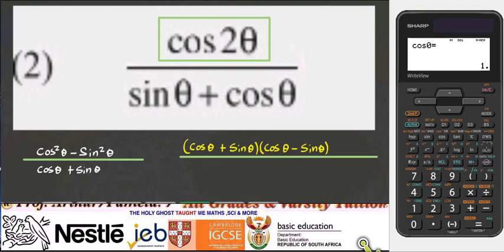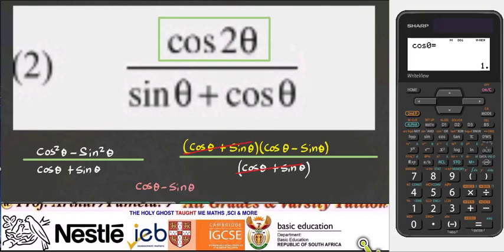So let's put it as it is. There it is. You can put that in the bracket. So you can see that one will cancel with that. Your final answer will be just cos of theta minus sine of theta.